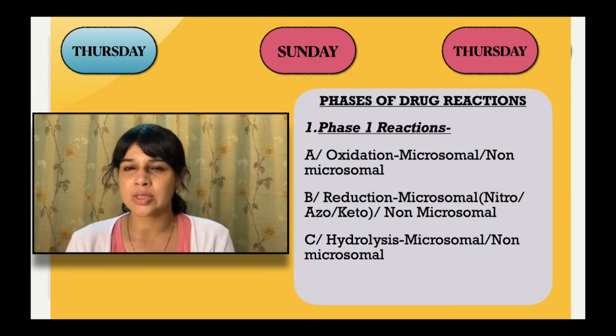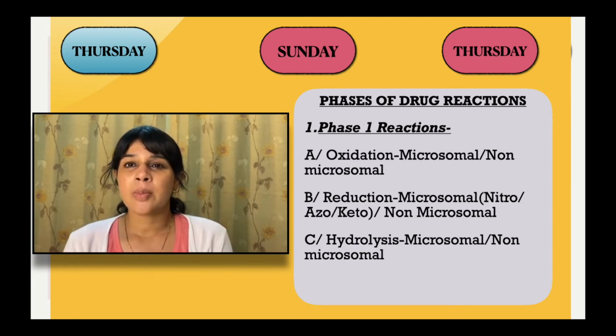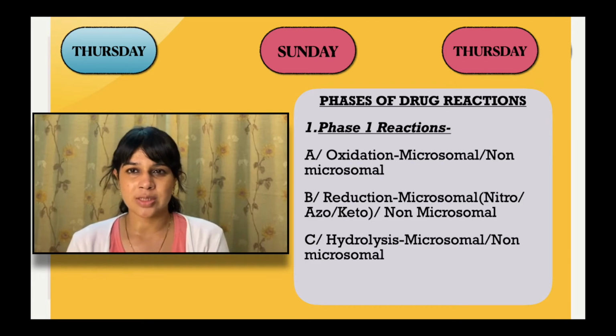So on last Thursday, we did the phases of the drug reactions, and these were the phase 1 and phase 2 reactions. So first of all, let's talk about the phase 1 reactions in brief. The phase 1 reactions involve broadly oxidation, reduction, and hydrolysis reactions. Now, there were many types of oxidation reactions. The main were the microsomal oxidations and the non-microsomal oxidations.